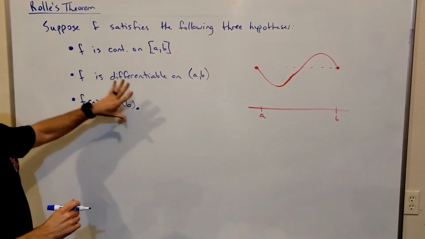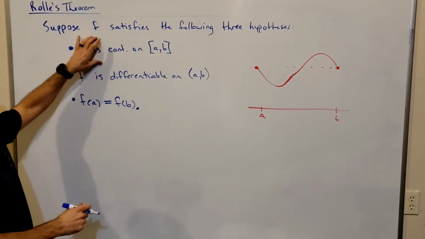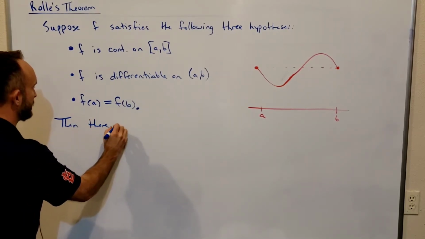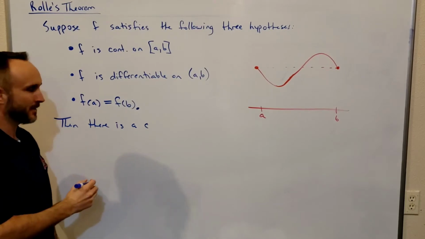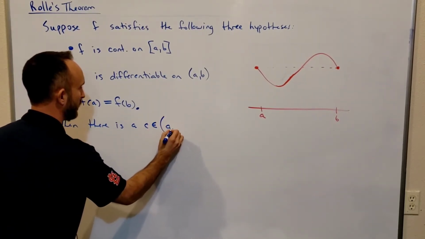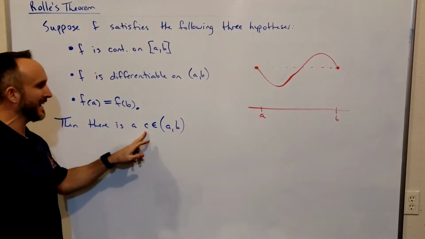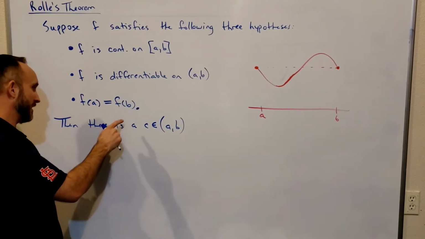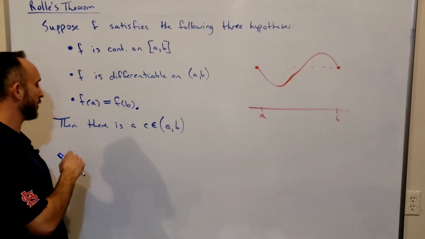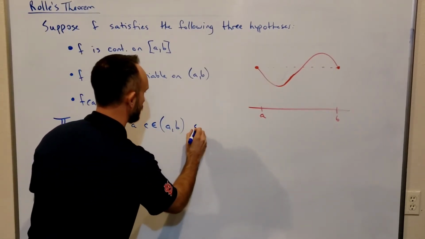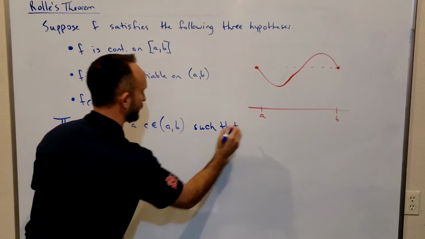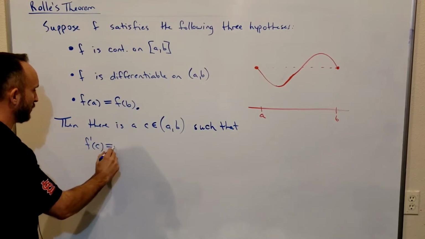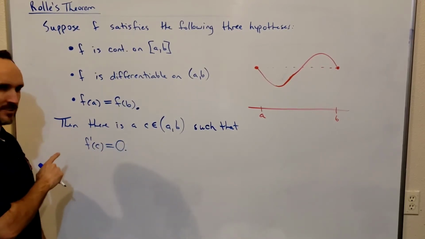So suppose that we have a function that satisfies all these hypotheses. What Rolle's theorem tells us in that case, it says, then there is a c, some number c, in the open interval from a to b. So this value of c can't equal a or b, it has to be between a and b. So Rolle's theorem guarantees that there is at least one c. There is one at least, there might be more. But there is a c in the open interval such that, and this is the interesting part, f prime of c equals 0. So let's think about what this means here.